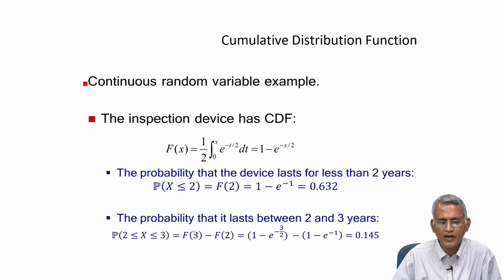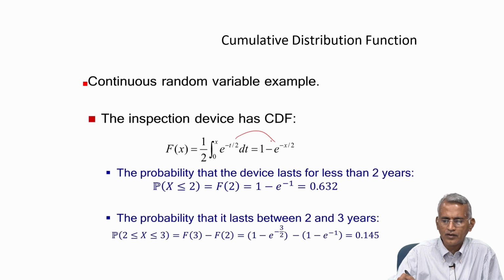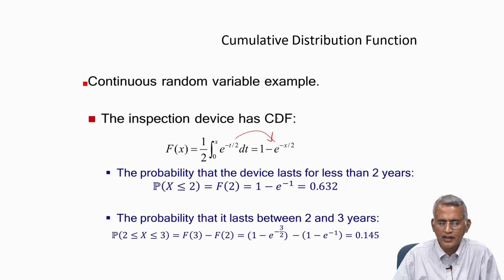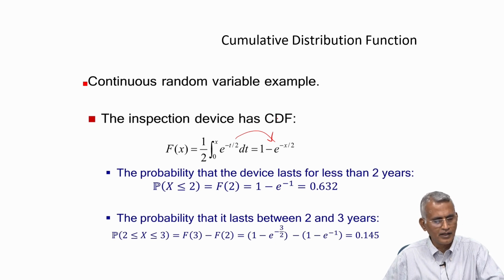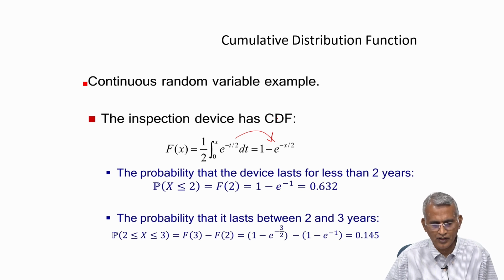So, for the inspection device, the CDF F of x equals the integral from 0 to x of 1 by 2 e power minus t by 2 dt, and integrating it, we have 1 minus e power minus x by 2. So, the probability that the device lasts for less than 2 years is probability of x less than or equal to 2, which equals F of 2, equal to 1 minus e power minus 1, which is 0.632.